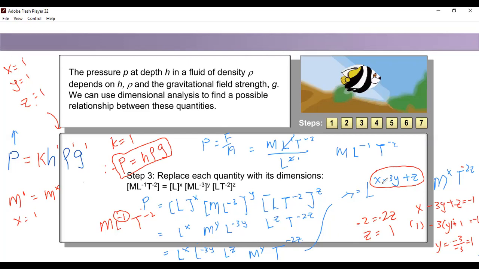X minus 3y plus z. Just now here we forgot the negative, so you need to add in -2z. That means -2z. So we solve that, we get the x and z first. X is equal to 1, z also equal to 1, because -2 equals -2z. So that means z is equal to 1.